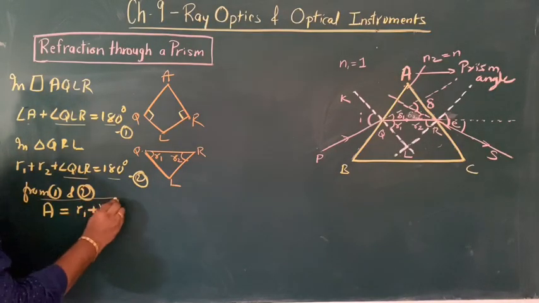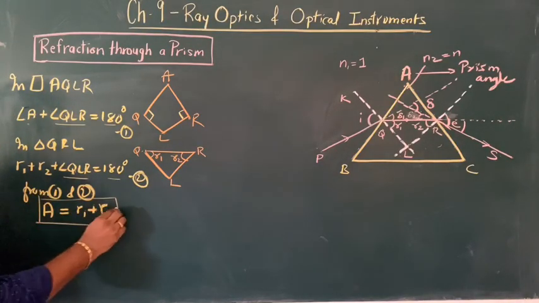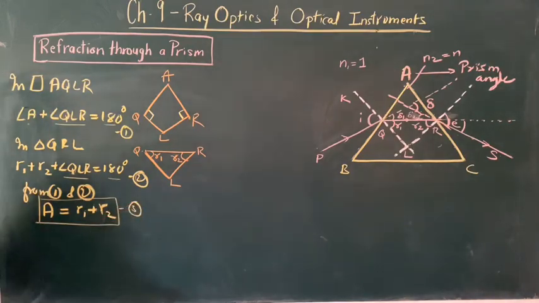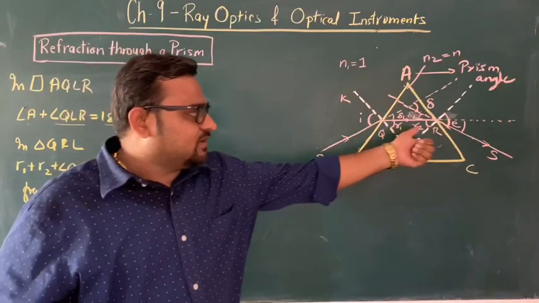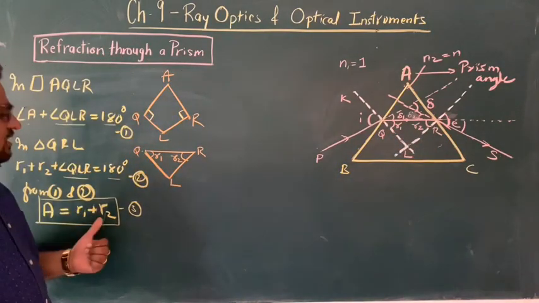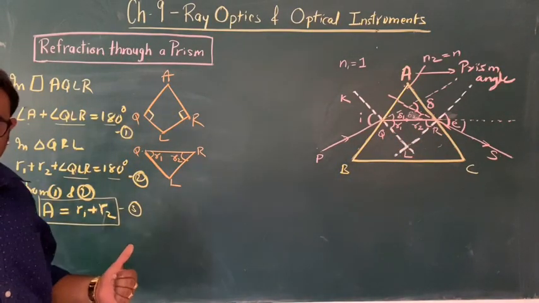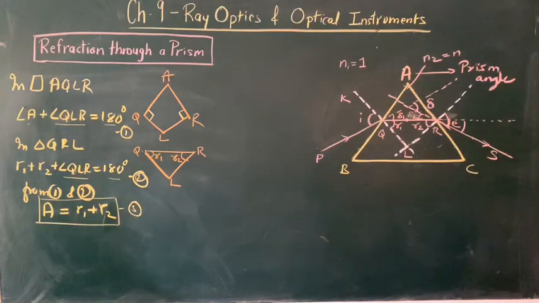Okay, now remember this is a very important formula. The prism angle will be equal to refraction angle 1 plus refraction angle 2. So A equals R1 plus R2.